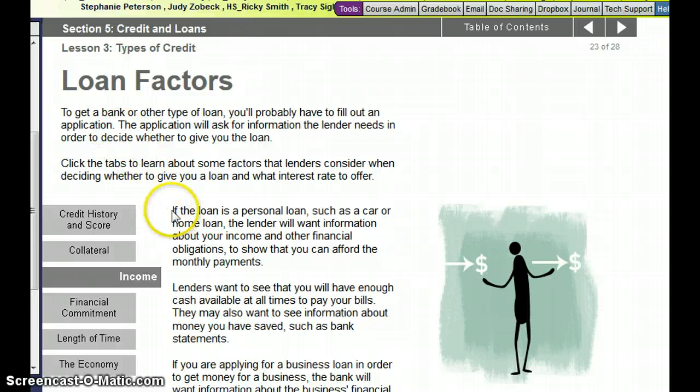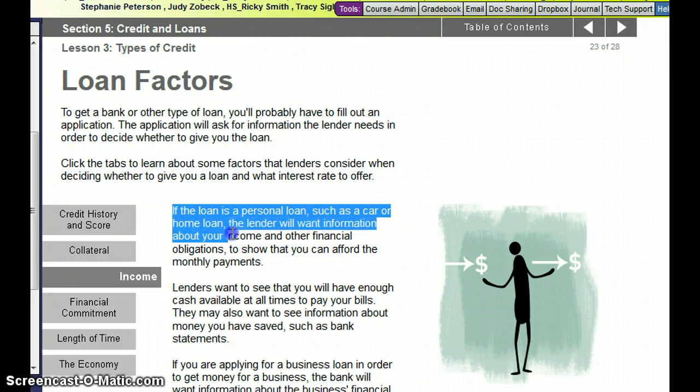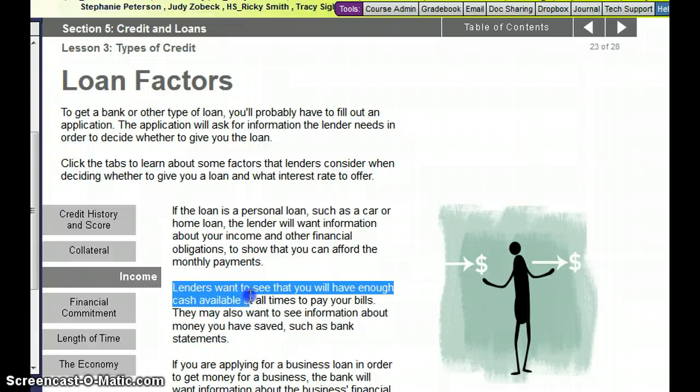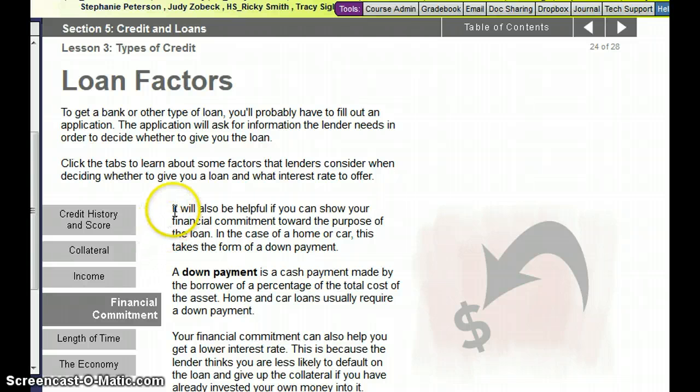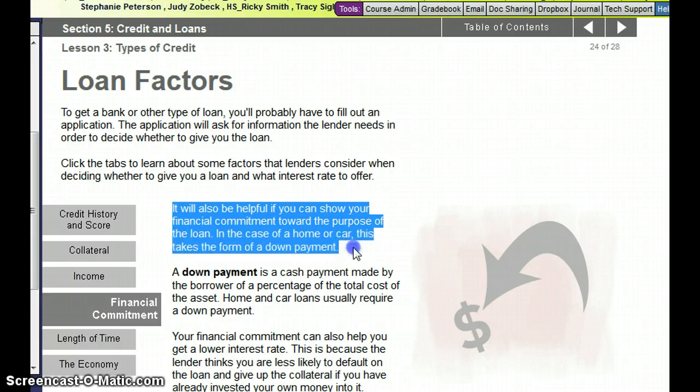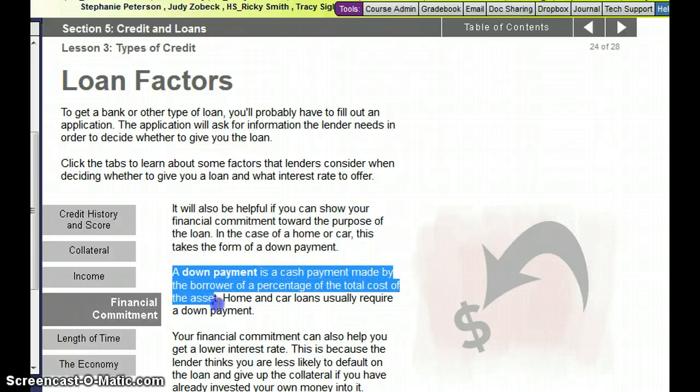There are also other loan factors like income. If the loan is a personal loan such as for a car or a home, the lender will want information about your income and other financial obligations to show that you can afford the monthly payments. Lenders will want to see that you have enough cash available at all times to pay your bills. It will also be helpful if you can show your financial commitment toward the purpose of a loan. In the case of a home or car, this takes the form of a down payment. A down payment is a cash payment made by the borrower of a percentage of the total cost of the asset. Home and car loans usually require a down payment.